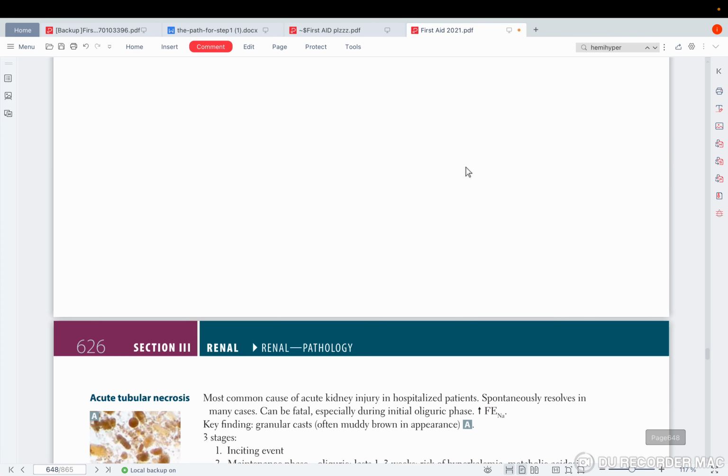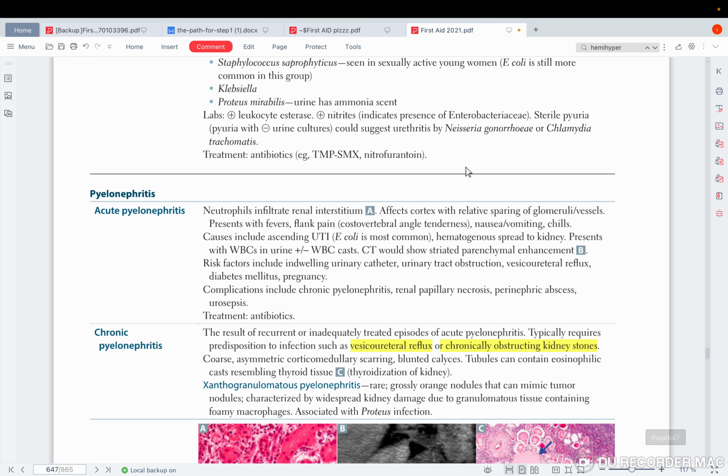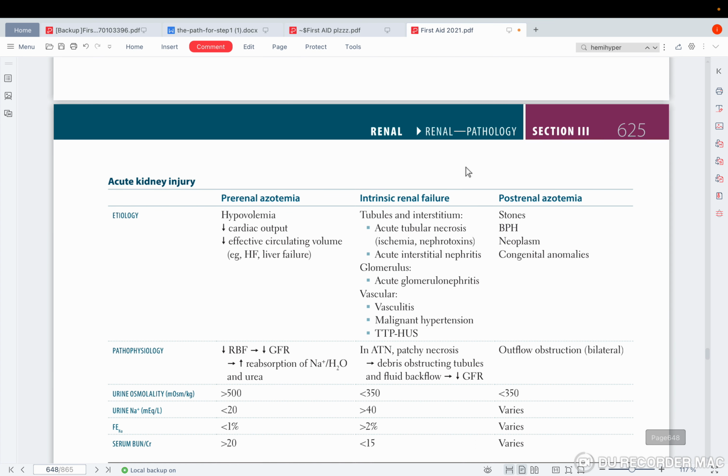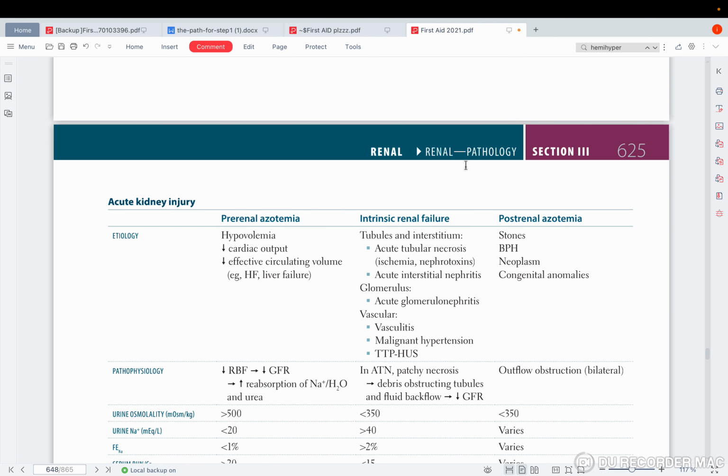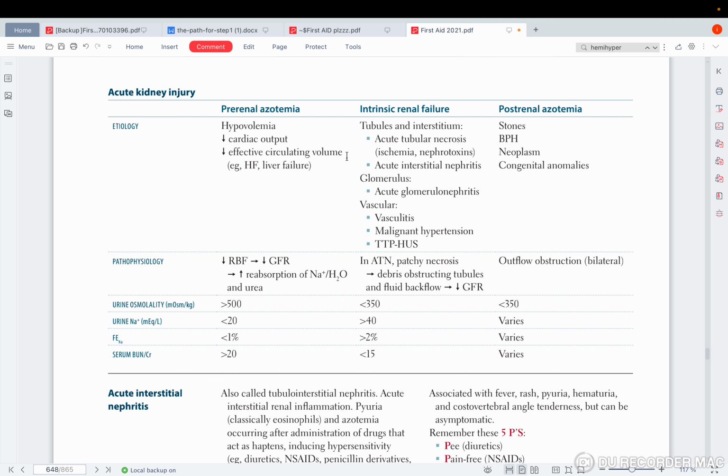So let's do this. We have the following. Now, our patient is suffering from acute kidney injury. And the acute kidney injury can be due to so many causes. So it can be pre-renal, renal, or intrinsic renal cause, or post-renal. Each one of these has its story.